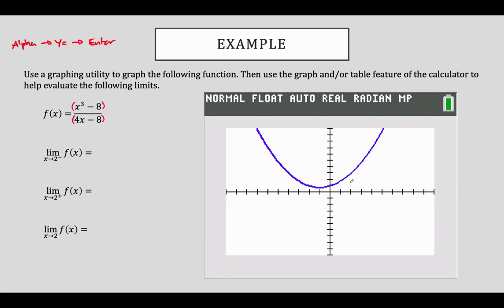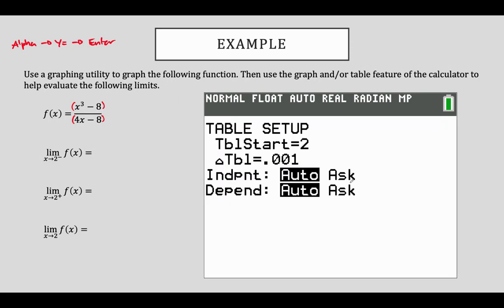So with your TI-84 in hand, I want you to hit second window. All right, second window is going to bring you to your table setup. And underneath your table setup, I want you to type in 2 for table start and 0.001 for delta table. Also, where it says independent and dependent, both auto should be selected for each one.